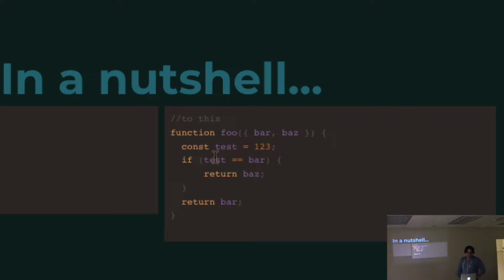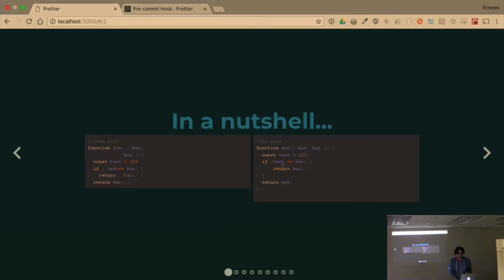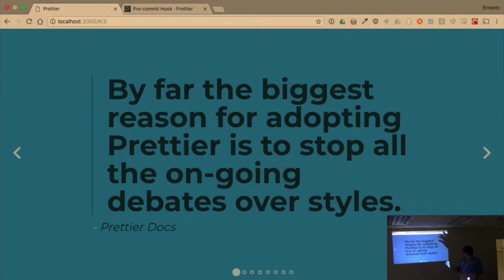That's the one time we're going to need to zoom this in. Now how do I zoom this out? I got it. So this is straight from the Prettier docs. By far the biggest reason for adopting Prettier is to stop all the ongoing debates over styles. Yes, because of guys like me talking about tabs versus spaces or semicolons and all this other stuff.